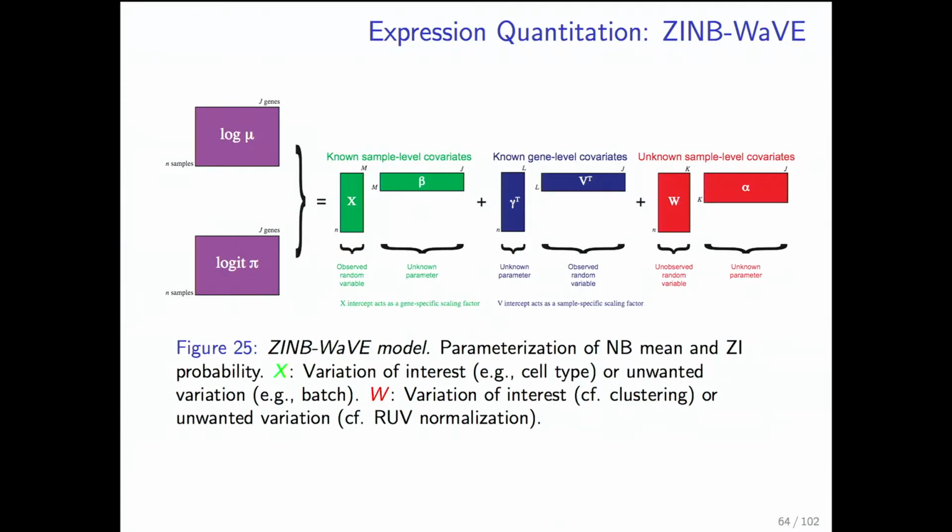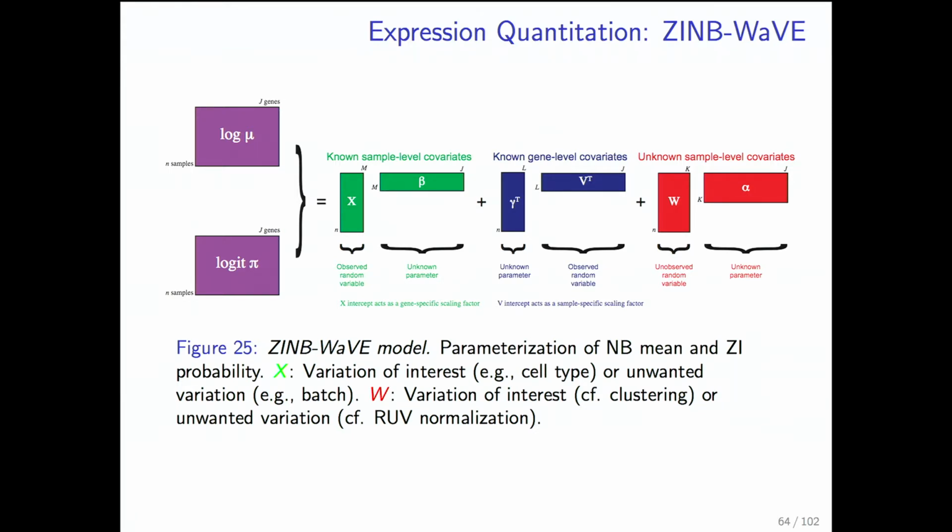So this is the model that we have for this zero-inflated negative binomial distribution. The log of the negative binomial mean and the logit function of the zero-inflation probability are modeled in terms of three components. So it looks a lot like the SCONE model, except it generalizes it, right? We have in green known sample-level covariates. In blue, we have known gene-level covariates. The gene-level covariates could be length or GC content. And in red, we have unknown sample-level covariates.